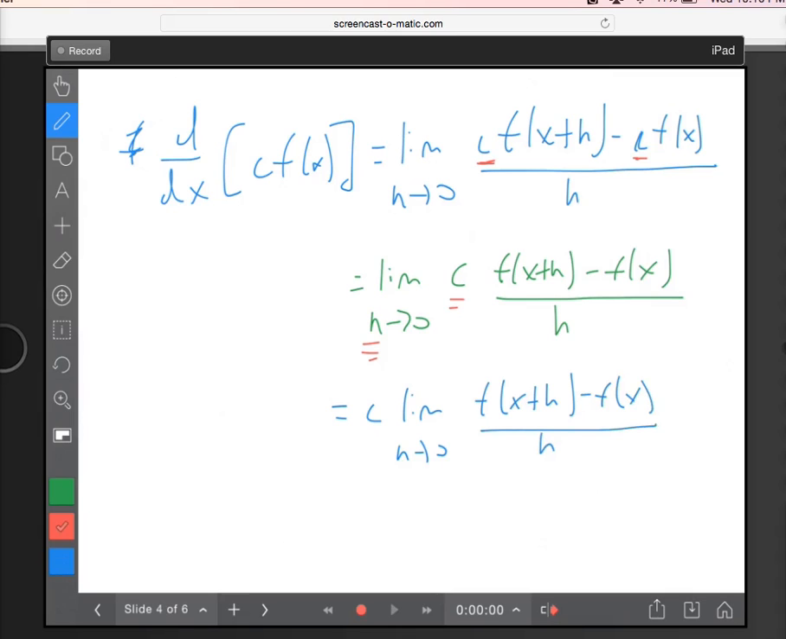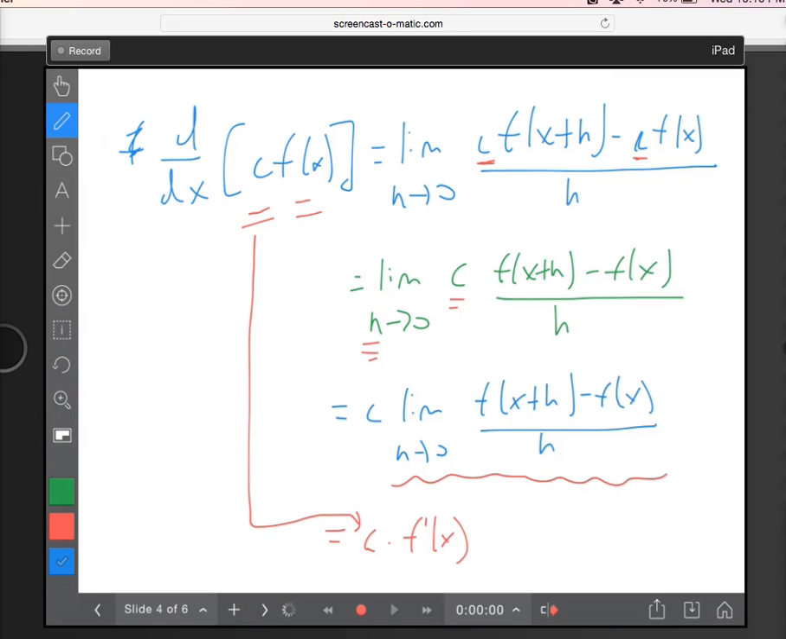You may not realize exactly what has happened here, but if you look at this particular expression, that is our definition of the derivative of f of x. So this will all equal c, our constant, times f prime of x. Basically, this allows us, if we have any constant being multiplied to a function, to just carry through that constant to the derivative, and this helps us quickly calculate derivatives of certain functions.